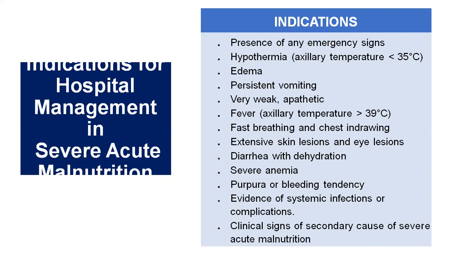if there is extensive skin lesion and eye lesion, if the child has diarrhea with dehydration, if the child has severe anemia, if the child has purpura or bleeding tendency, if the child has evidence of systemic infections or complications, if the child has any clinical sign of secondary cause of severe acute malnutrition. In all these cases, we cannot leave the child in the community. We should admit the child and give them facility-based care.